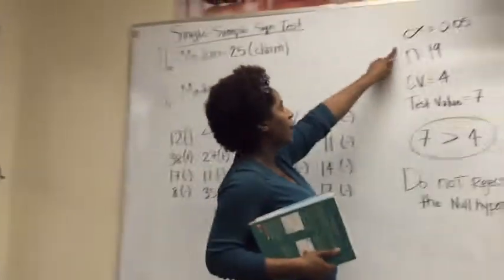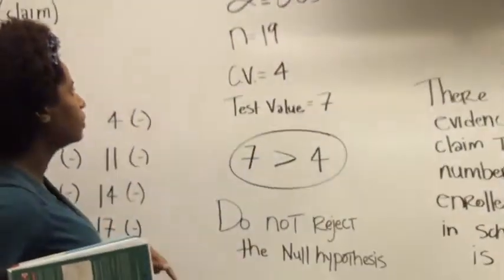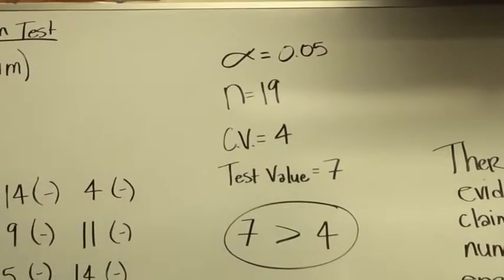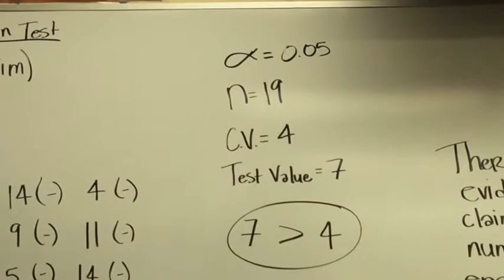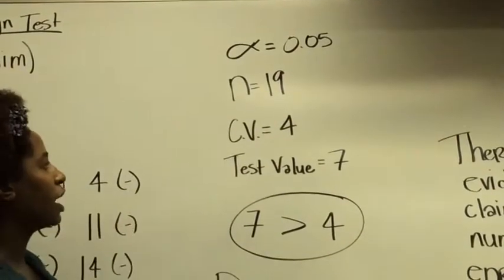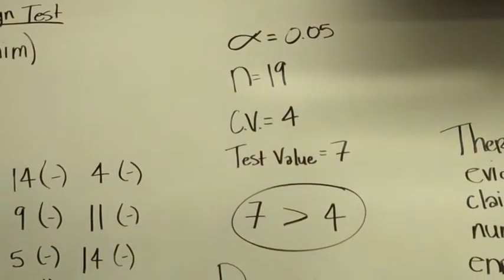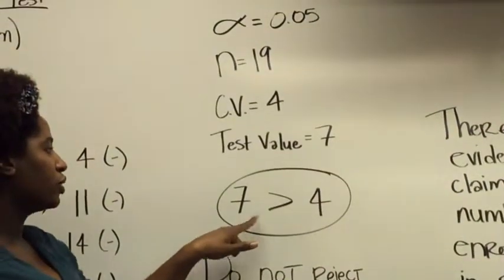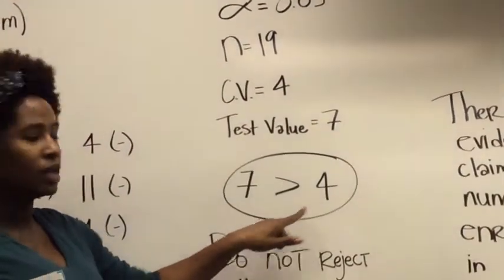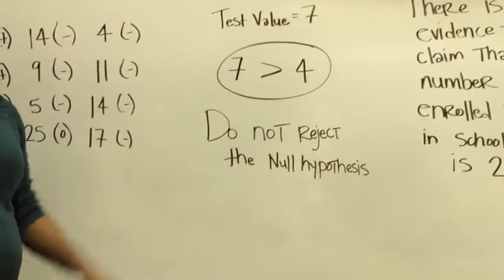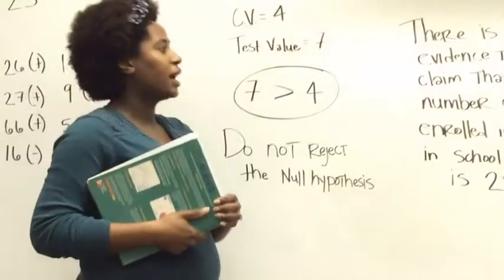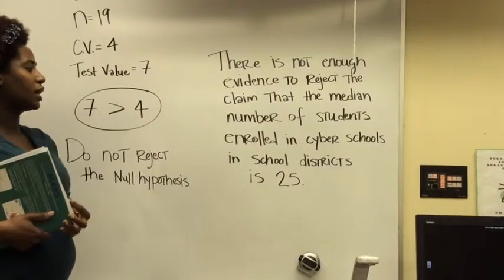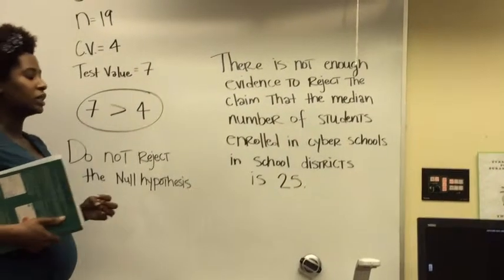And then we're using alpha is 0.05. The n is equal to 19. This number comes from the positive and negative signs from your sample. The critical value is 4. The test value is 7. Therefore, the test value is greater than your critical value, so you do not reject the null hypothesis. There is not enough evidence to reject the claim that the median number of students enrolled in cyber schools in school districts is 25.